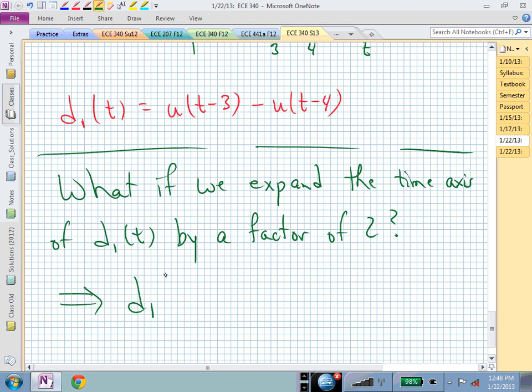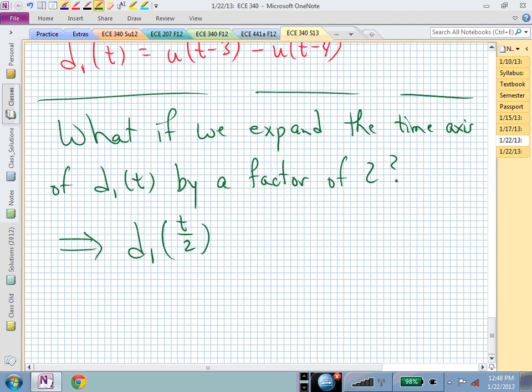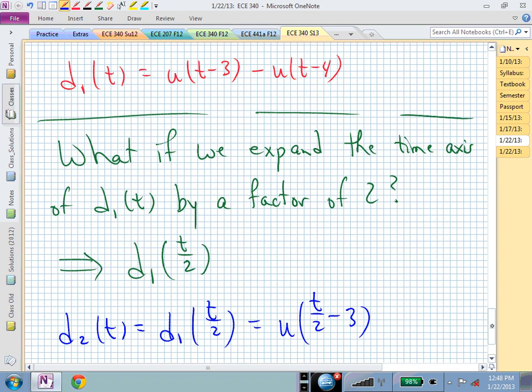Or I'm now saying, let's look at d sub 1 of t over 2. And I'm going to call that a new waveform. Let me call that d sub 2 of t. That's now d sub 1 of t over 2. But from our definition of d sub 1, I can replace t everywhere with t over 2, and I end up with u of t over 2 minus 3. If you just see up above on the top line of the screen, I'm replacing t with t over 2, expanding the time axis by 2, minus u of t over 2 minus 4.